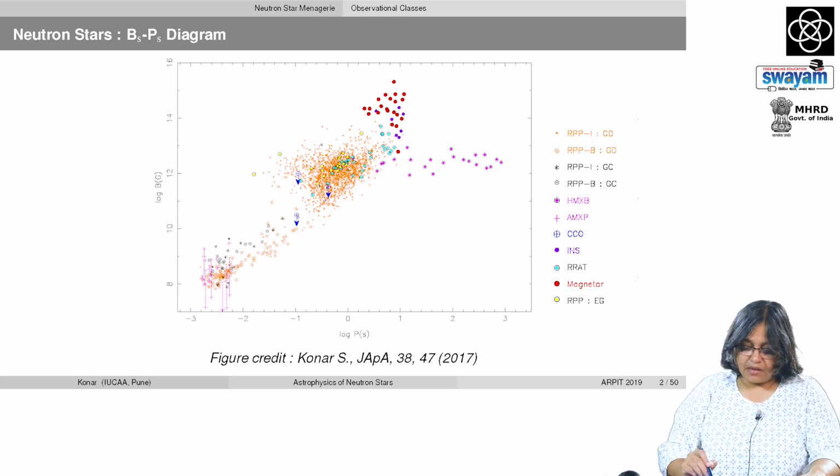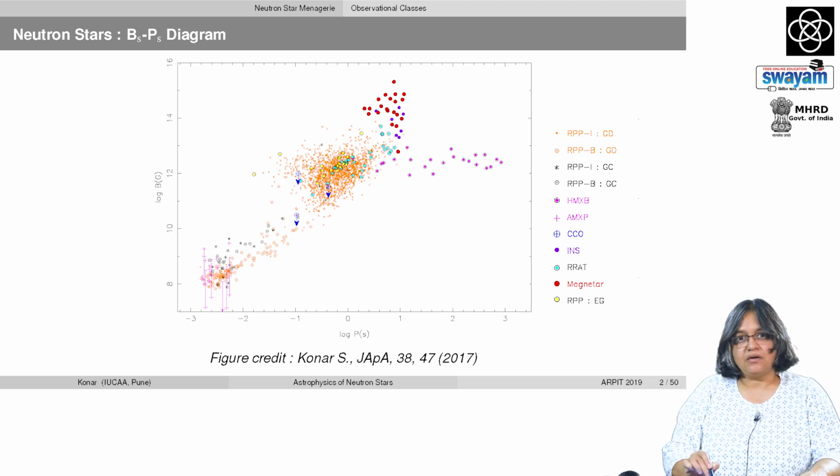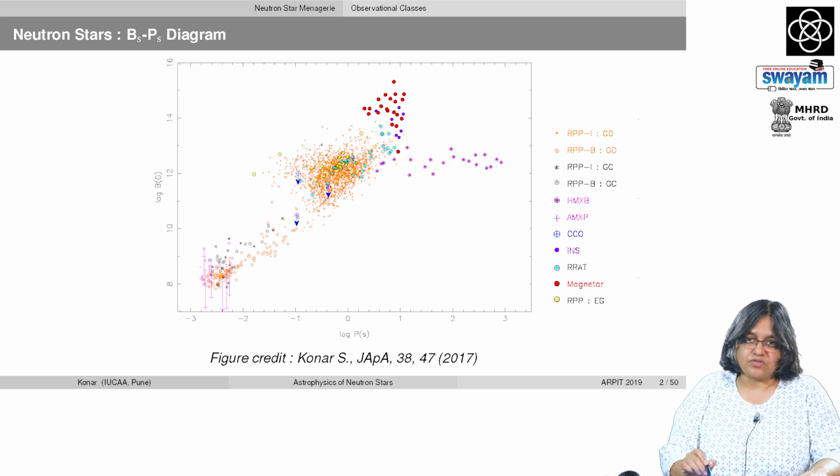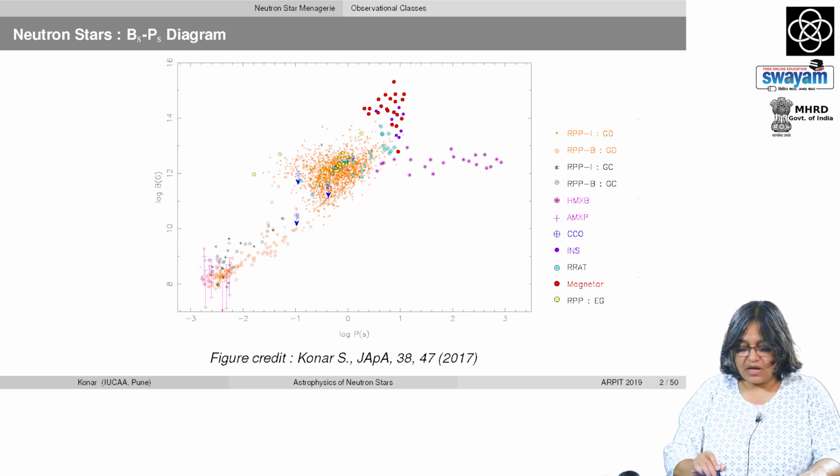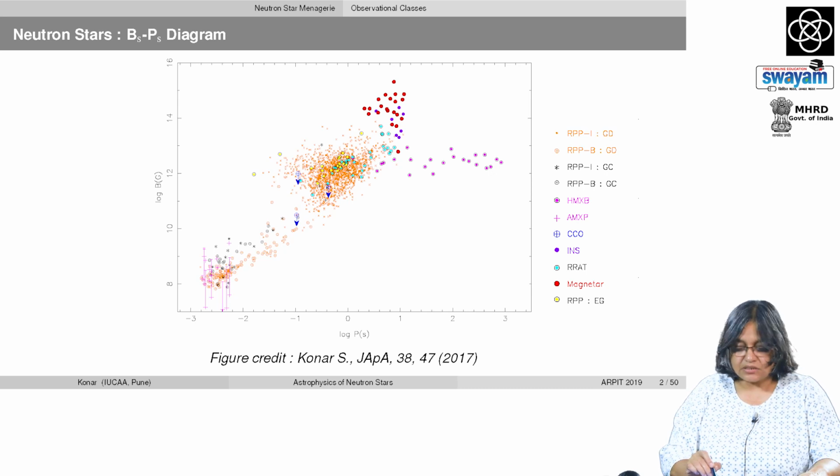Then let us talk about these pink objects here. These are neutron stars in an X-ray binary, where the companion is a massive star, and these are high mass X-ray binaries. So, they have very long spin periods and reasonably strong magnetic fields. So, these are the neutron stars in X-ray binaries.